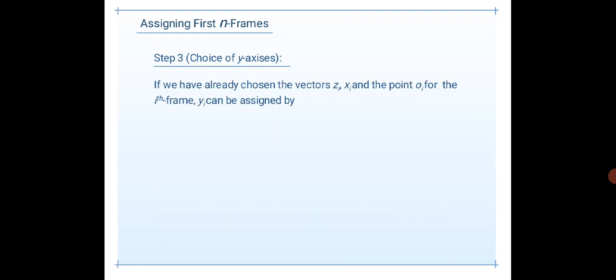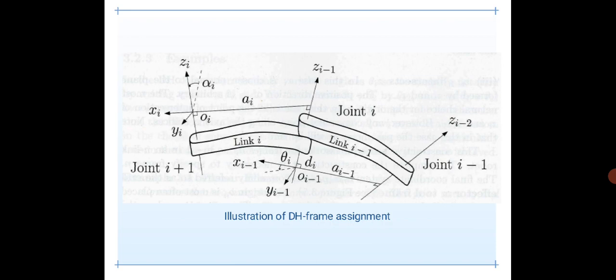So step 3. If you have already chosen the vectors, then x and the point O for the ith frame, y_i can be assigned by a cross product operation. Of course, this is not that important. And you can see the illustration of the DH frame over here in this diagram, which is taken from one of the robotics textbooks, where you can see we have three joints, that is joint i-1, joint i, and joint i+1. We have two links, link i and link i-1.